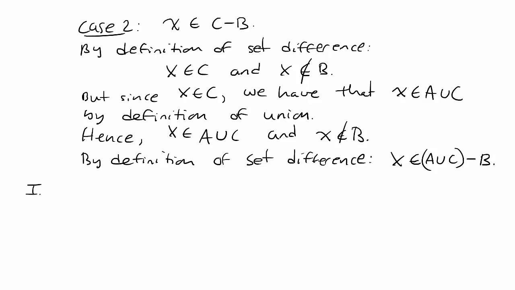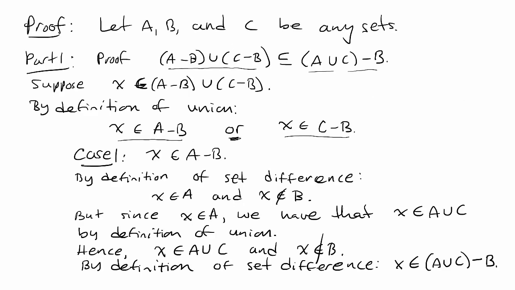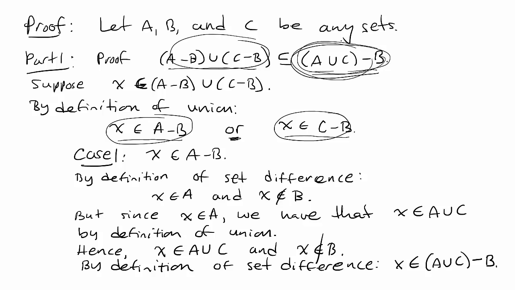We're still doing part 1, but I'm going to come out of the indent now. So I'm going to say in both cases, X ended up being an element in A union C, set difference B. So in both cases, we showed that if X is in this set, or if X is in this set, in both cases, X is in this set up here. So we've shown the subset in that direction.